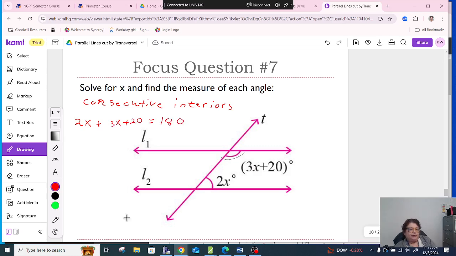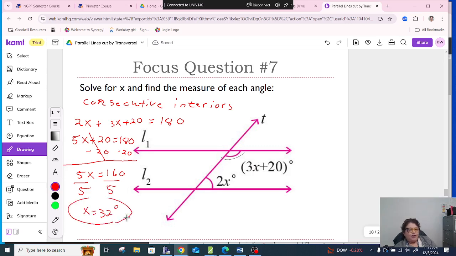180. And so 2x plus 3x is 5x plus 20 has to equal 180. I subtract 20 on both sides. 5x is equal to 160. And then what do I do? Divide by 5. X is equal to 32. Am I done? No. Why not? Because it says measure of each angle.